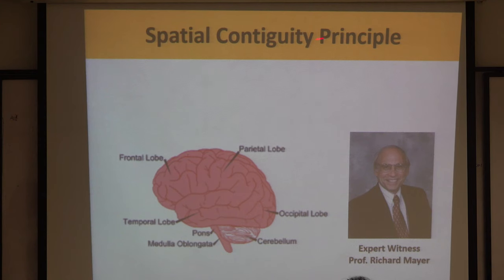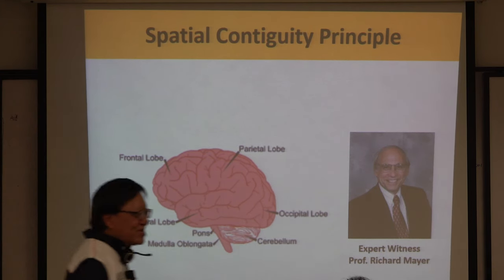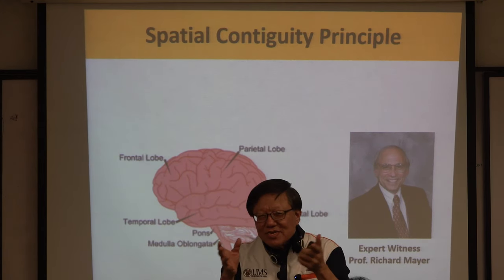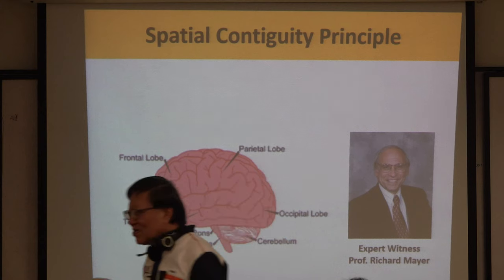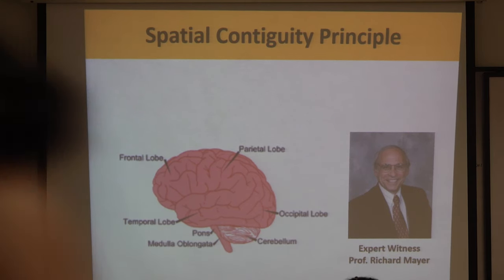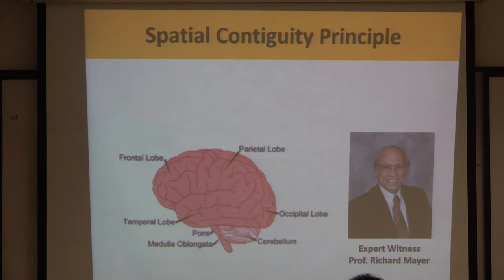Now, what is this spatial contiguity principle? Contiguity means presented simultaneously. If you have a text and a graphic, let them be presented simultaneously at the same time. Spatial means the space in between them.